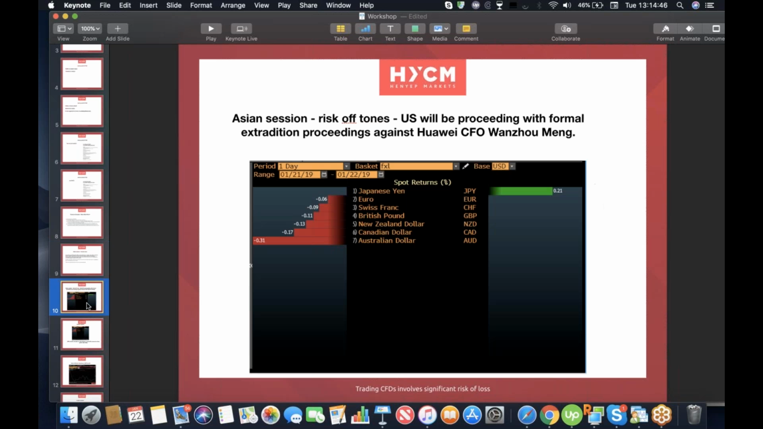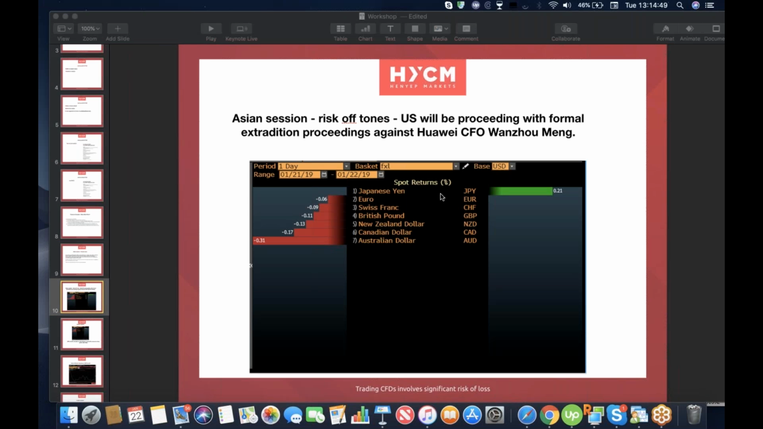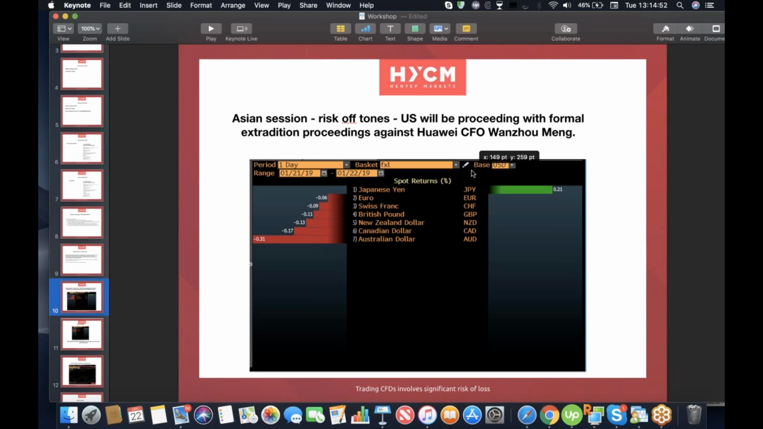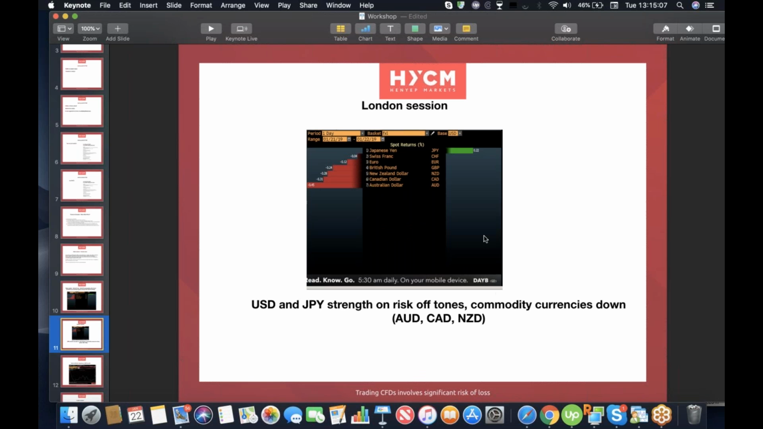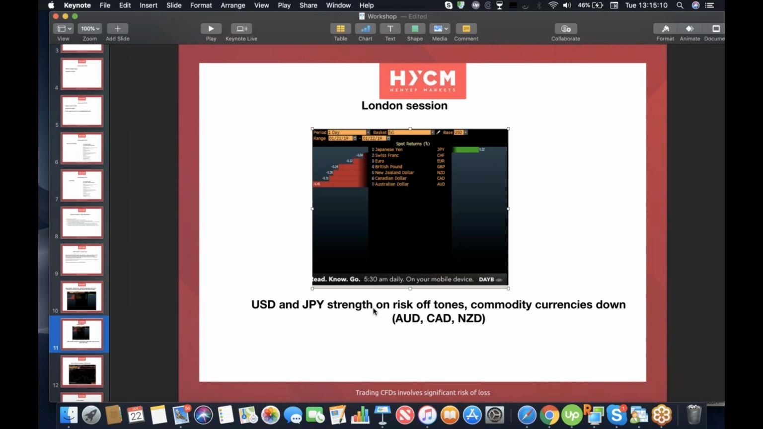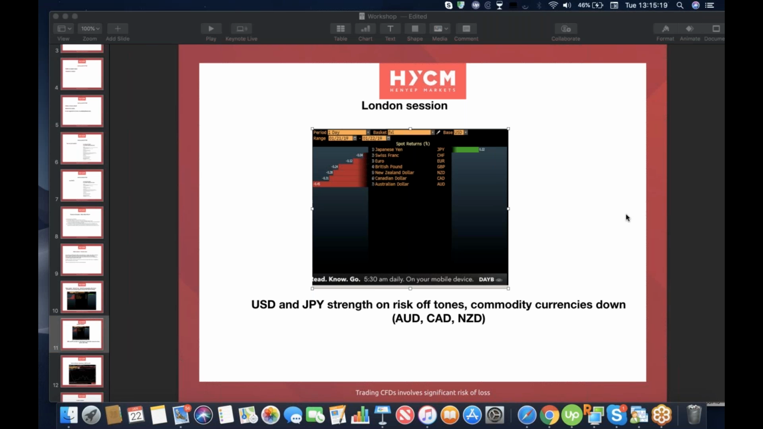If you look at the impact, you could see the risk-off tones that happened quite quickly in the market: the Japanese yen strengthened and the dollar strengthened against all these other currencies. So that's a typical safe haven reaction. You can see that this strength on risk-off tones carried into the start of the London session. So we had a scenario where the Asian session was in a risk-off scenario, and then starting the London session, that risk-off environment was still very much alive.